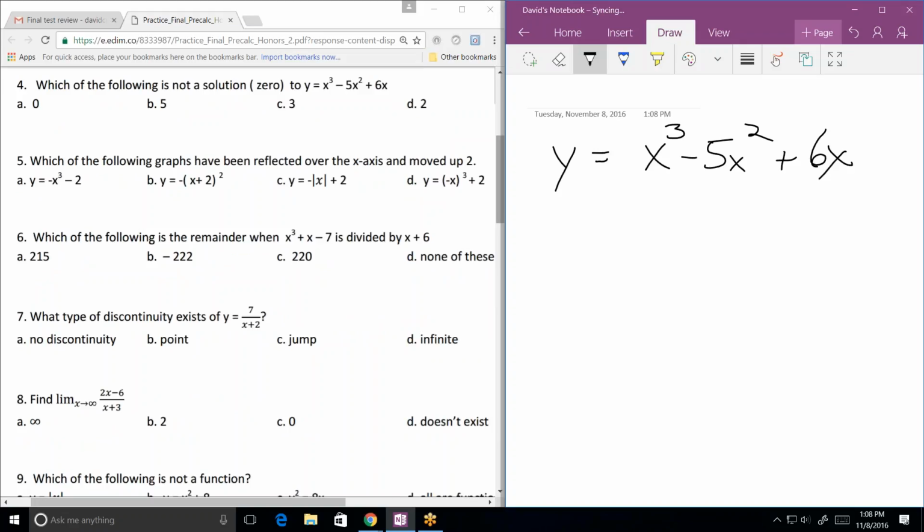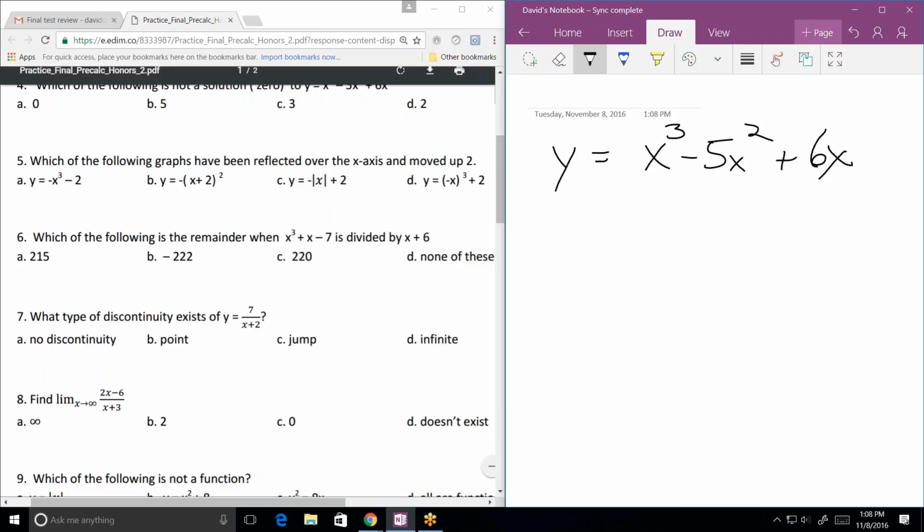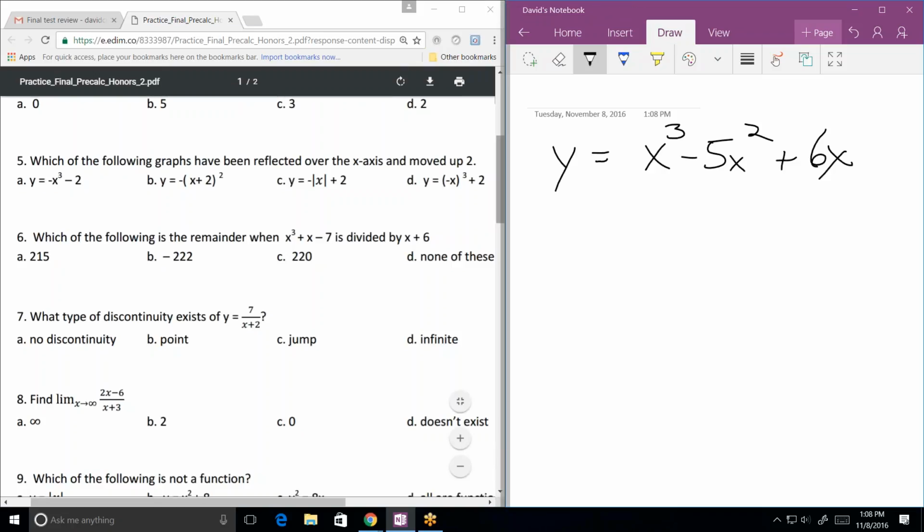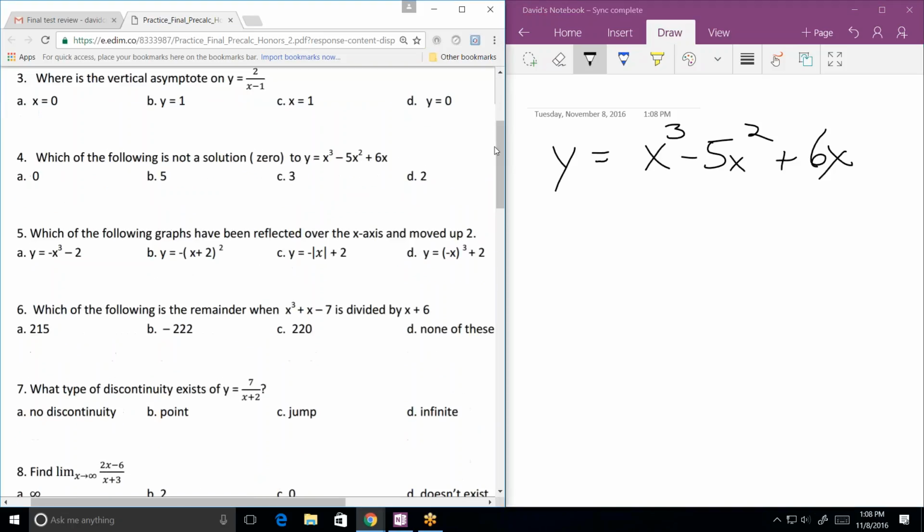What's the first thing I can do to this thing? Just plug everyone in? That's not a bad idea. I kind of like that idea, actually. 0 is a solution, right? Yep. But I want to make sure you know how to do it. So let's figure out what the zeros of this are. What's the first step? Take out an x. Yeah.